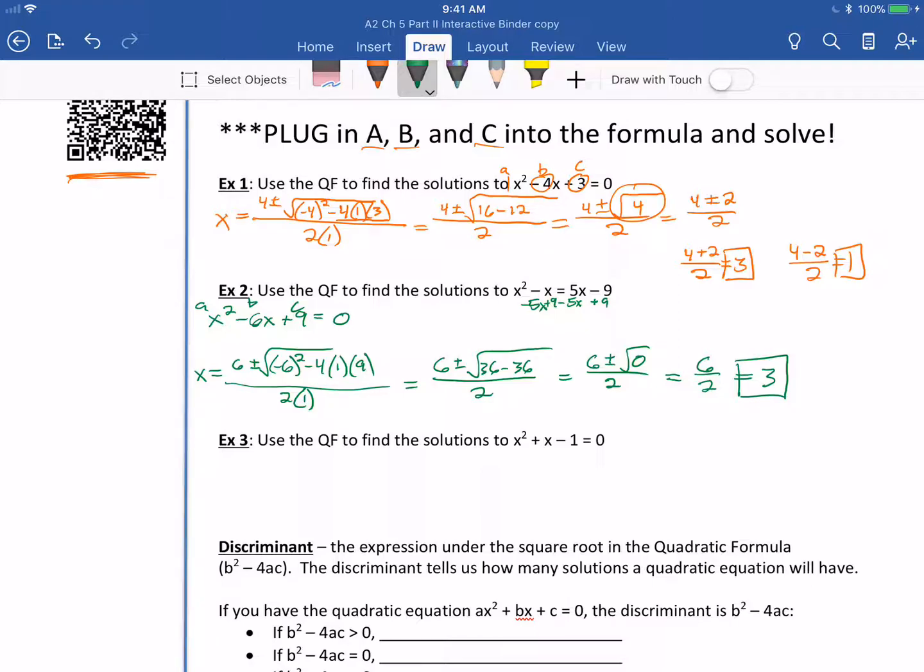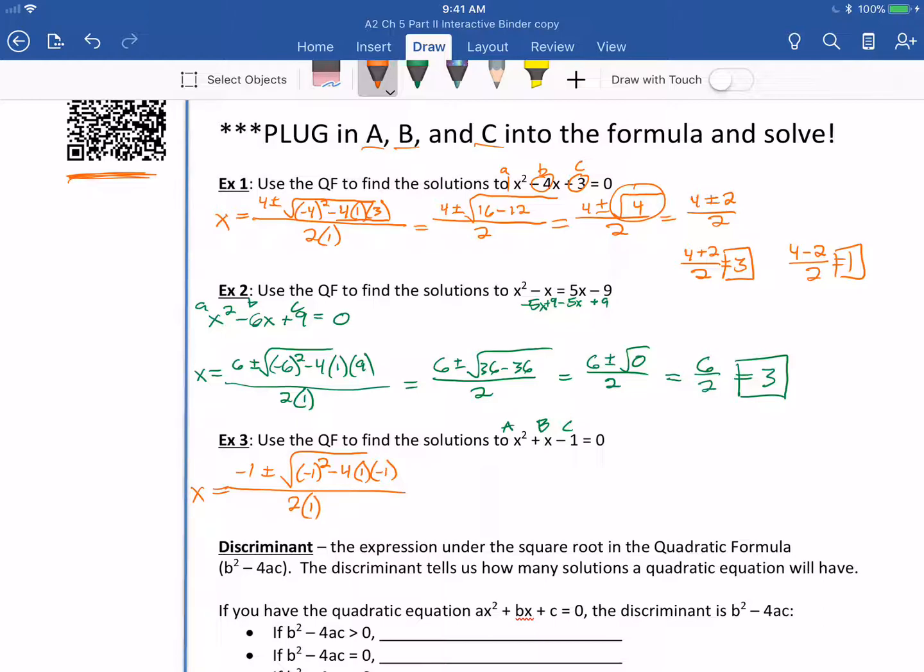Now here, example number 3, we have to use the quadratic formula. I already know this one. It's my a, b, and my c. It's already in that standard form here for me, so I get x equals the opposite of b, which is negative 1, plus or minus the square root of my negative 1 squared minus 4 times my a, which is 1, times my c, which is negative 1, all over 2 times 1.